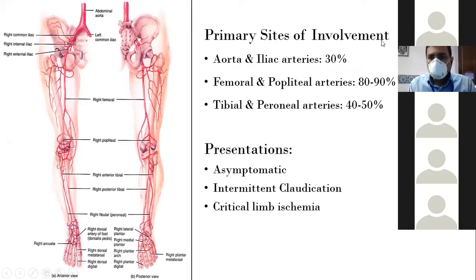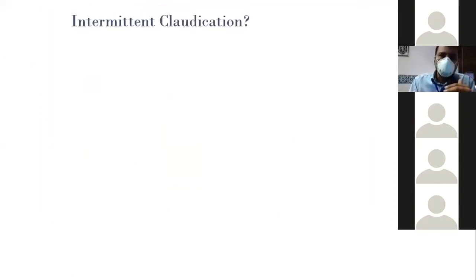This is the typical presentation which we are taught in medical college: aorta and iliac disease are involved, then the femoropopliteal segment is involved mostly, then the tibial and peroneal segments. But in diabetics, mostly the infrapopliteal vessels are involved, and they are calcified and multi-segmental, with a lot of segments involved. Then the superficial femoral artery is also involved. And patients do not typically present like intermittent claudication.